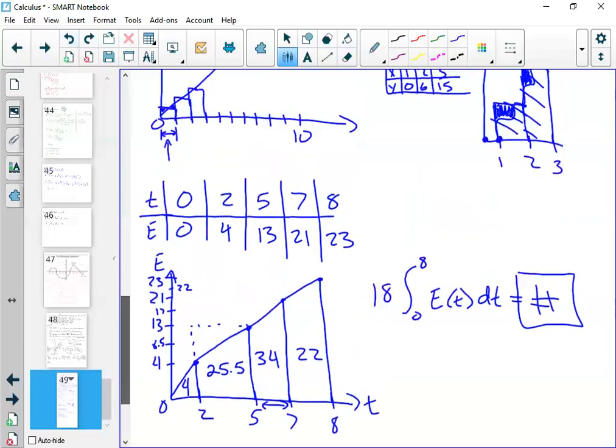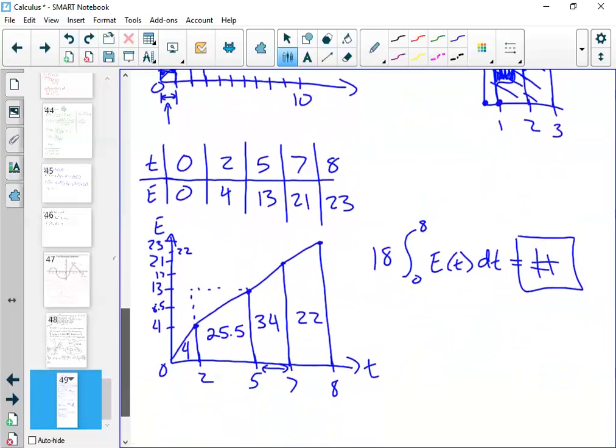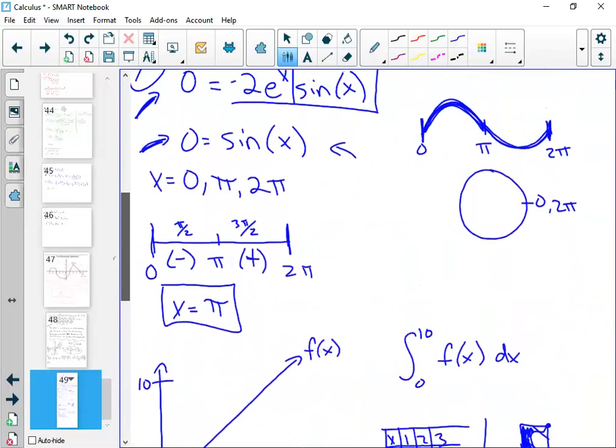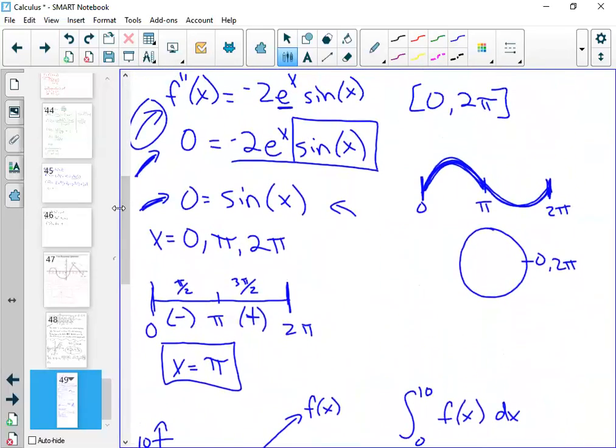So this has been a lesson on how to do Riemann sums. For those of you who've been looking for videos on the stuff we've not yet hit in class. And then here's your answer for your homework.